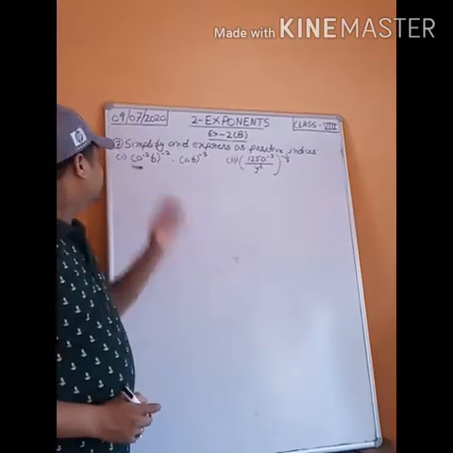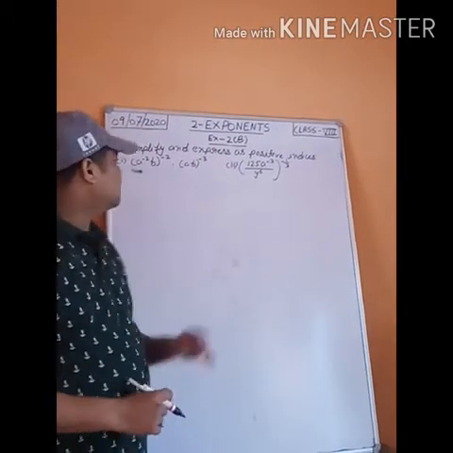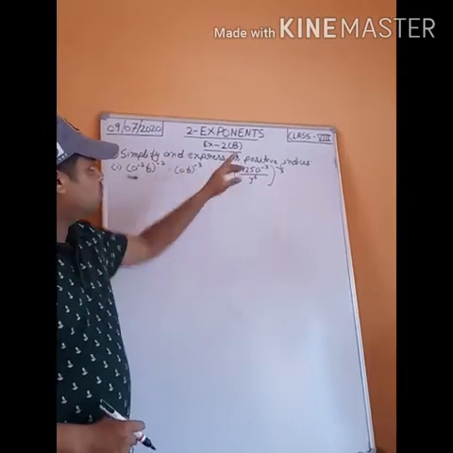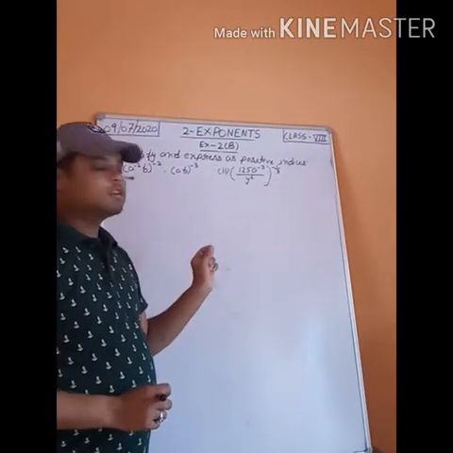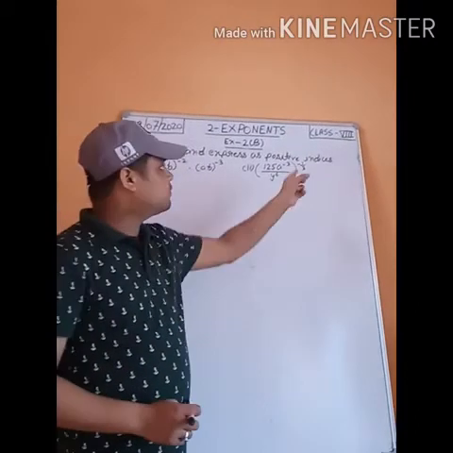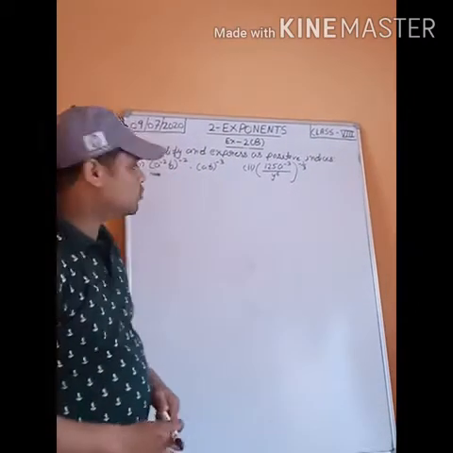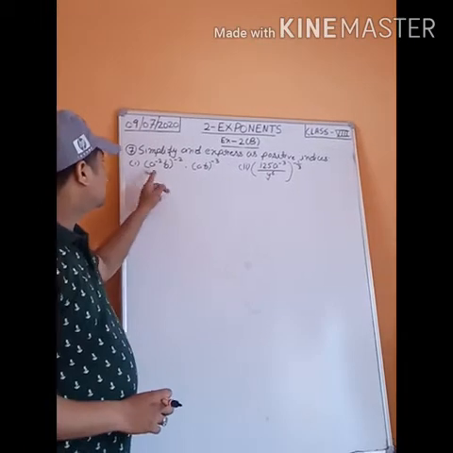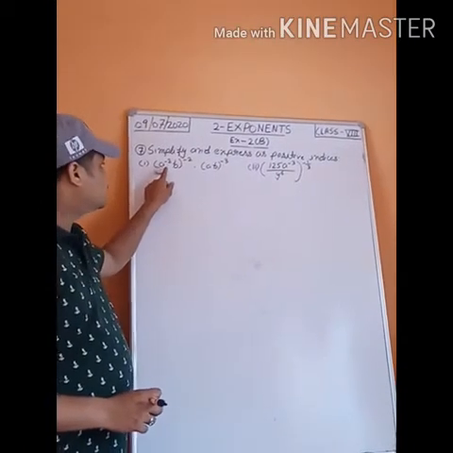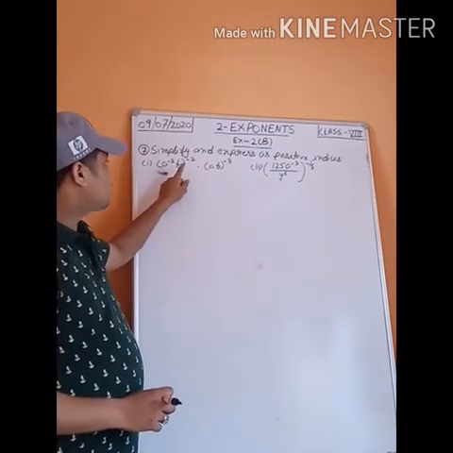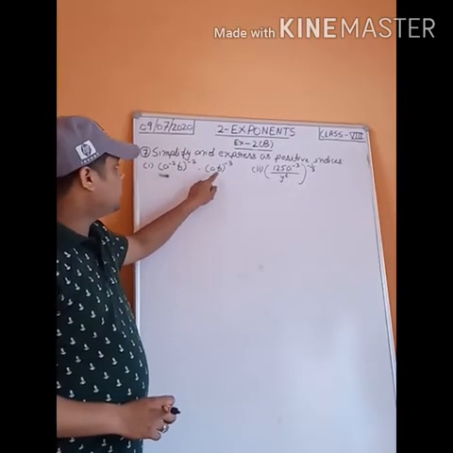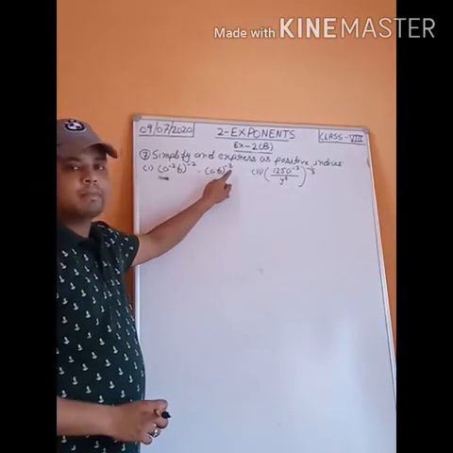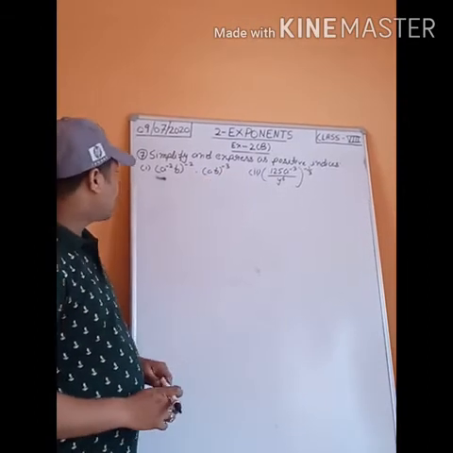Students, now we will start the seventh sum: simplify and express as positive indices. We will give the answer so that the power is positive. Indices means power. So the first part is a raised to the power minus 2, b whole squared to the power minus 2, multiplied by ab whole raised to the power minus 3. So how will we solve?